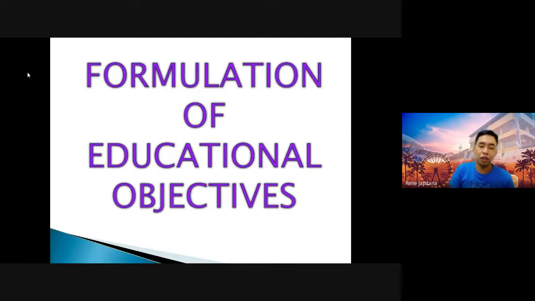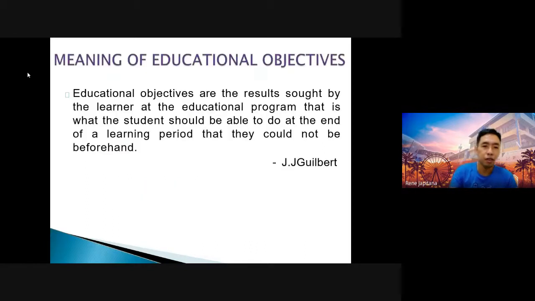When we have our lesson, the first thing that comes to our mind is our objective. What are our educational objectives? Where do we anchor our lesson objectives? So, the meaning of educational objectives.